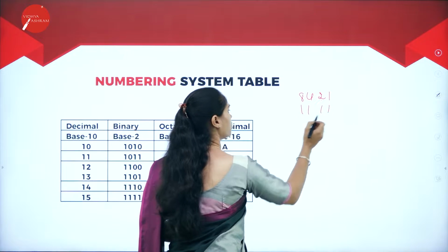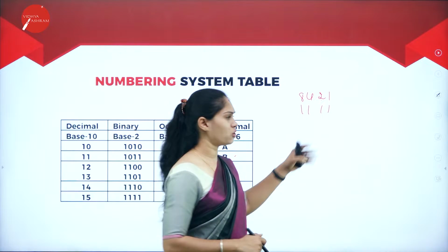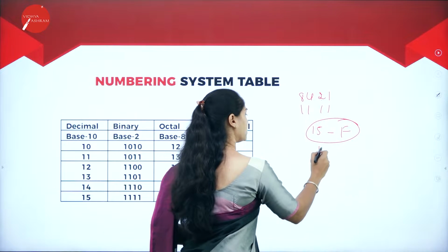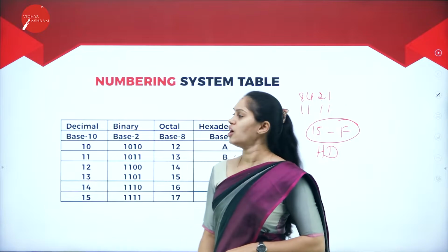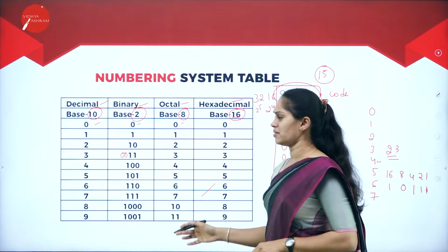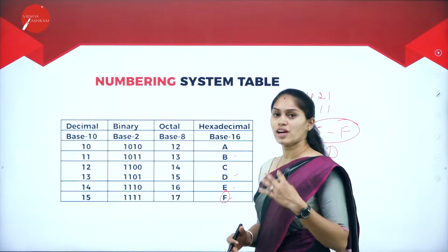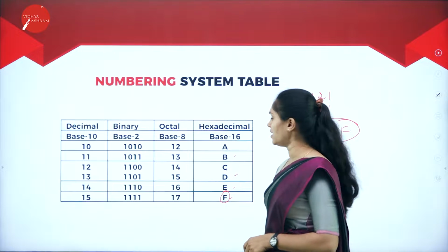I am going to put all as 1. Why? Because I have to add all the values in order to get 15. That will be equivalent to F in my hexadecimal number system. This is the representation, or a number system table. So just remember the base value and just remember how we are going to convert a number to 8421 format. That will be enough.